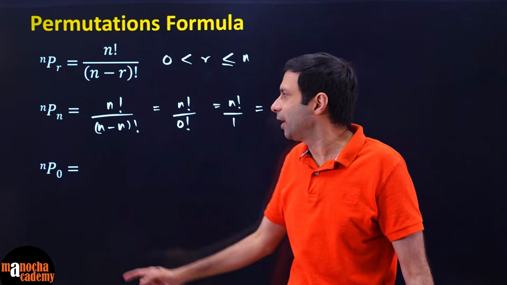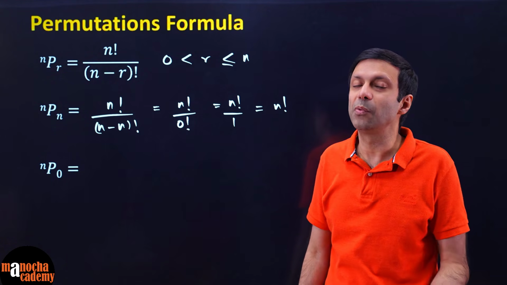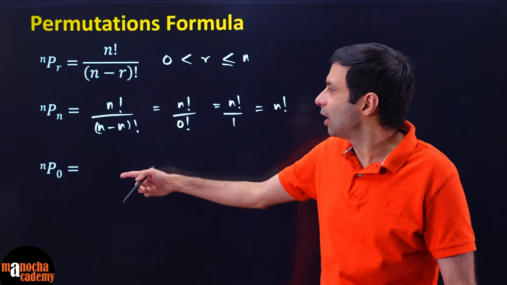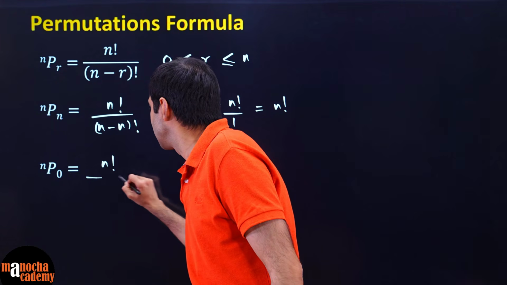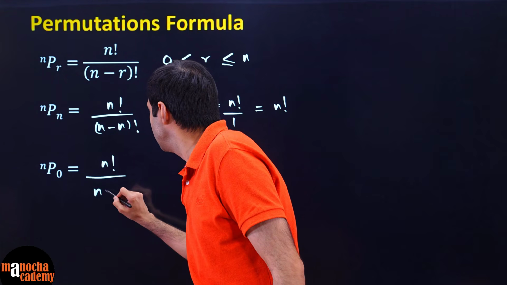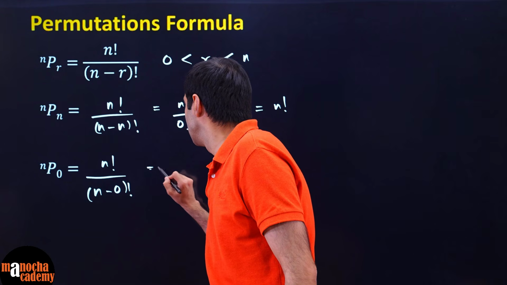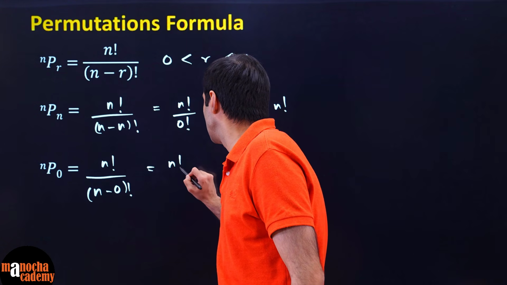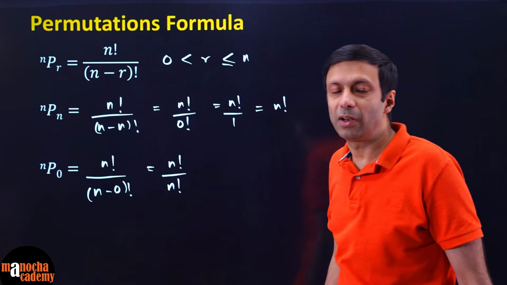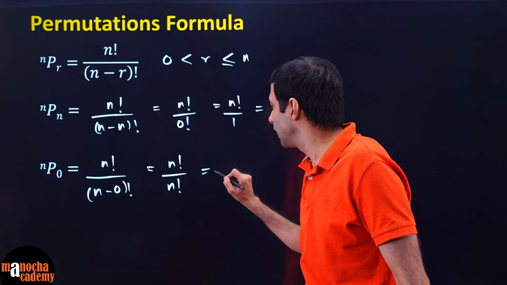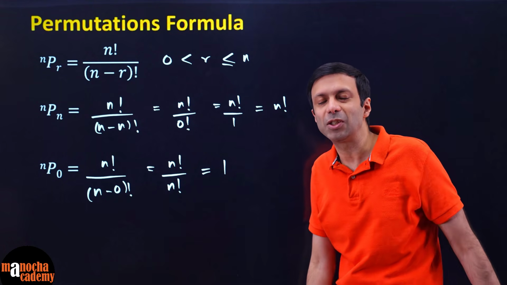But what if I try it out and say nP0? What will it work out to be? Again, let's substitute r equal to 0 into this formula. So we get n factorial divided by n minus 0 factorial. So what is that? That's going to be n factorial divided by n minus 0, which is n, so n factorial. n factorial by n factorial will cancel. So we'll get 1. So see, nP0 is giving us 1.